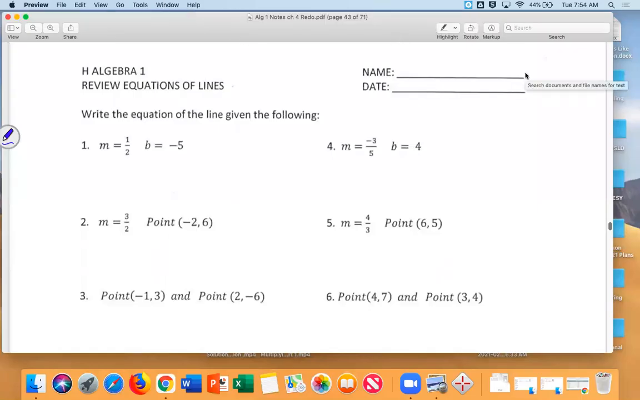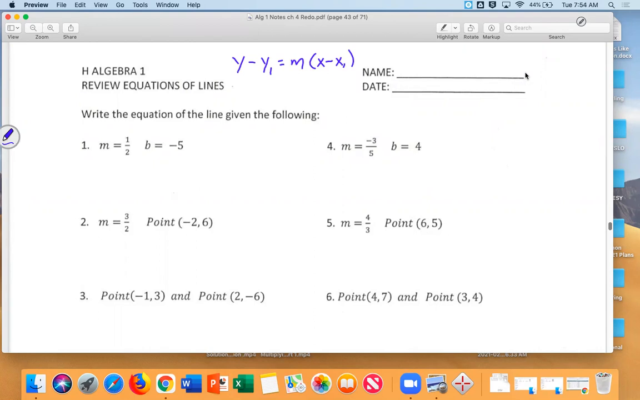All right, so review for 4.2 and 4.3, writing equations in point-slope form and writing the equations of parallel and perpendicular lines. So Jordan, the one formula we need to be versed with is y minus y1 equals m times x minus x1. You need to be familiar with this.